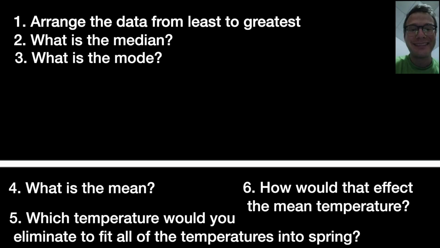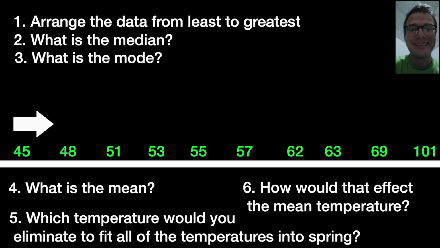All right, so the correct order is 45, 48, 51, 53, 55, 57, 62, 63, 69, 101. Those are all in degrees Fahrenheit. All right, next question. What is the median? All right, same technique as before.